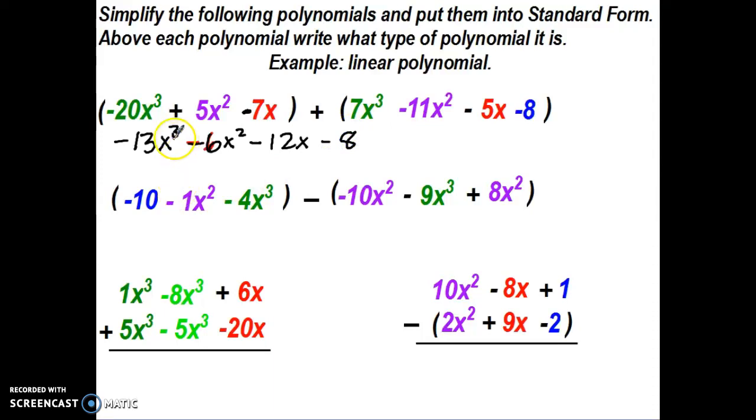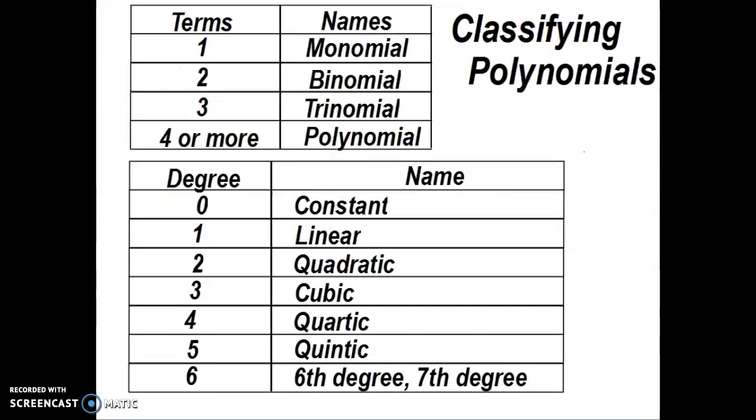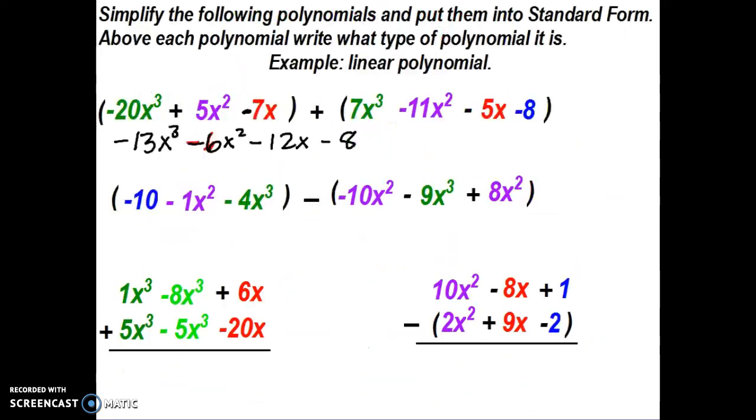Okay, so what's the highest degree? The highest degree is 3, which is a cubic. And then we have 4 terms, I believe. Polynomial, because 4 or more is a polynomial. So this is a cubic polynomial.